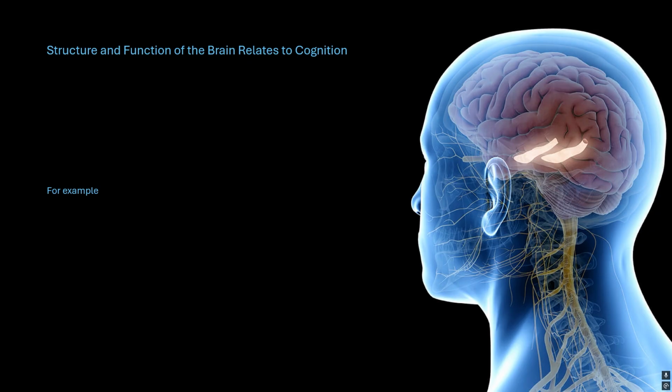An example could be that somebody who has damage to their hippocampus may suffer from severe memory problems. Damage to Broca's area can cause difficulty in producing speech. Cognitive neuroscience helps us understand mental disorders by examining abnormal brain activity or structures.